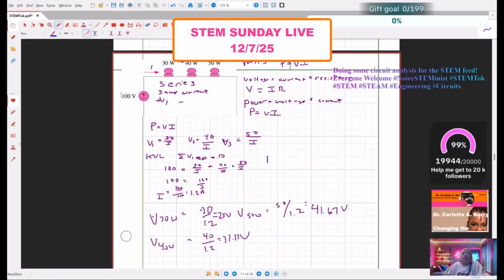So that means 100, this is Kirchhoff's voltage law, KVL, has to equal 25 plus 33.33 plus 41.67. So that's 42. 42 plus 33 is 75. So we do indeed have 100 equals 100. So I have found that the voltage from the source is equal to the voltage drop across each of those lamps.